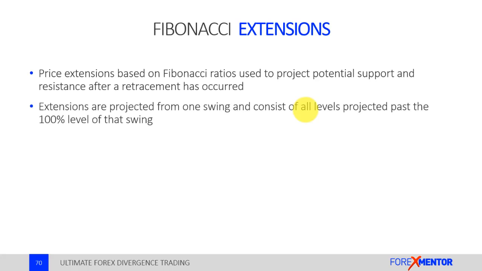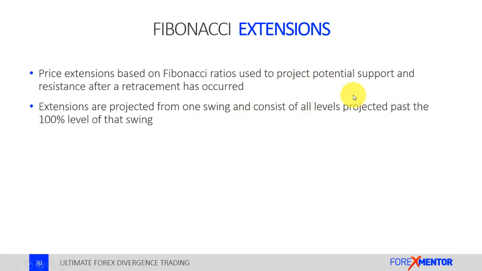The extensions are projected from one swing, and that's the difference. The expansions, which we'll get into next, actually take into account the swing and its correction. So the extensions are projected from one swing and consist of all the levels projected past the 100% level of that swing. Basically, you just add it to your Fibonacci retracement tool. In most charting programs, you add it as a negative number, so it goes on the other side of the 100% of the swing, and we'll show you that in a moment.